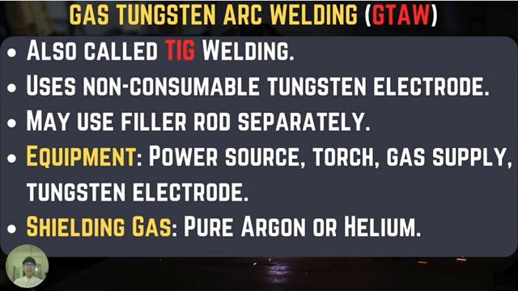Now, let's move on to gas tungsten arc welding, or GTAW, also known as TIG welding. In this process, the electrode is made of tungsten, which does not melt during welding. A filler rod can be added by hand if needed. The main components are the power source, torch, tungsten electrode, and shielding gas, usually pure argon or helium. GTAW produces a very clean and high quality weld.